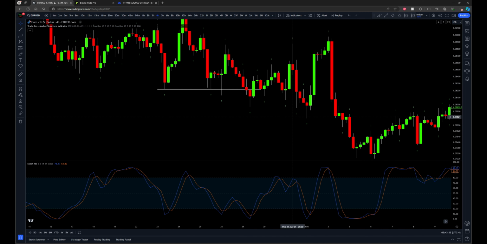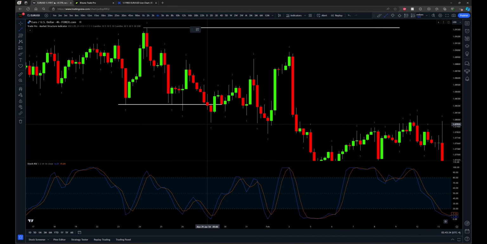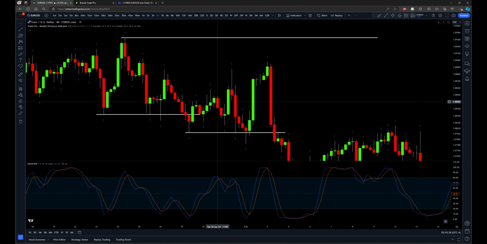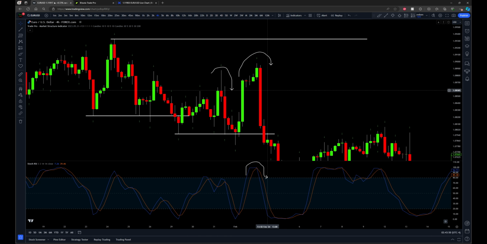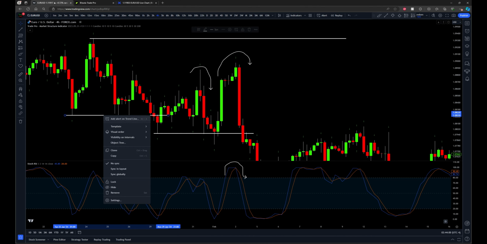Okay. So where do we start our pullback? It's right down here. Expecting that this here is going to break down. So maybe this is a short right here, big swing failure. Maybe this is a short, nice clear reset on stochastic RSI with a deep enough pullback to at least the 0.5, 0.618 level between the low and this high of structure, right?